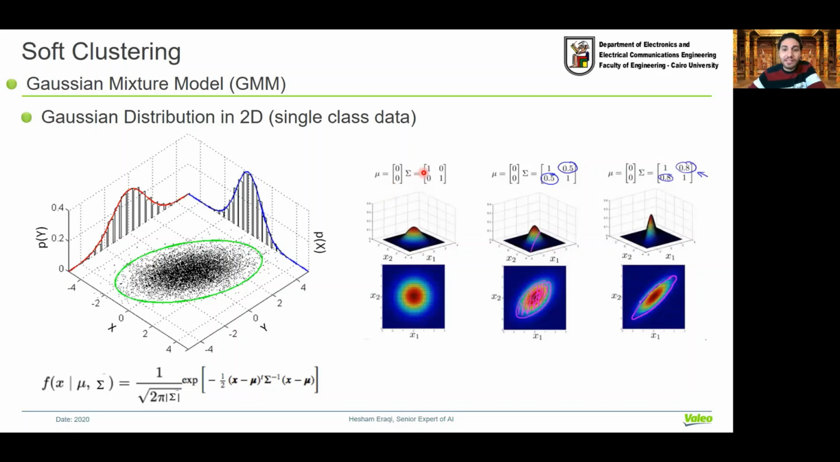So what is the meaning of the value here? If you can see my pointer, it is the variance of the first feature, okay? The variance is the square of the standard deviation. That other element in the diagonal here is the variance of the second feature, okay? What about the elements that are off diagonal here?